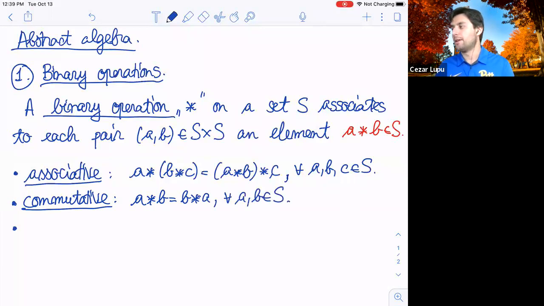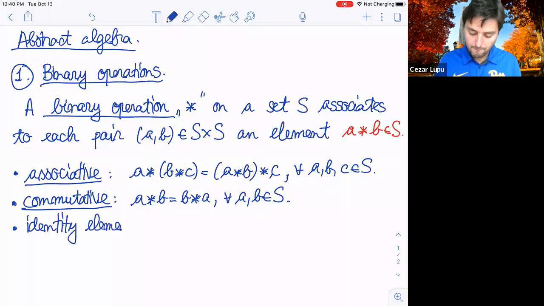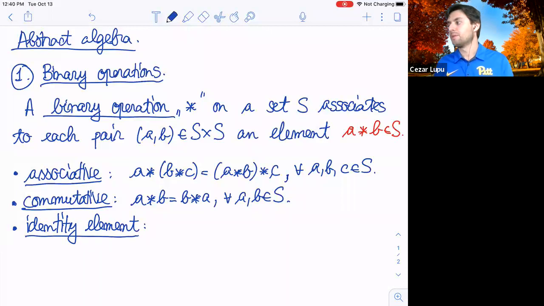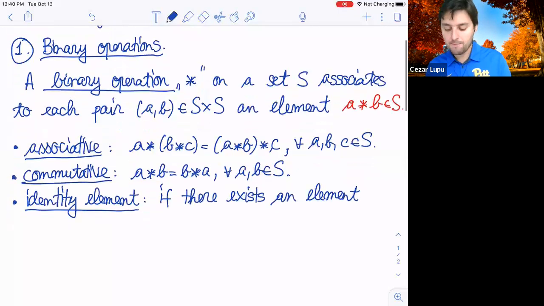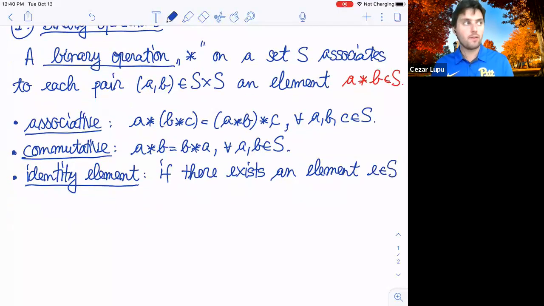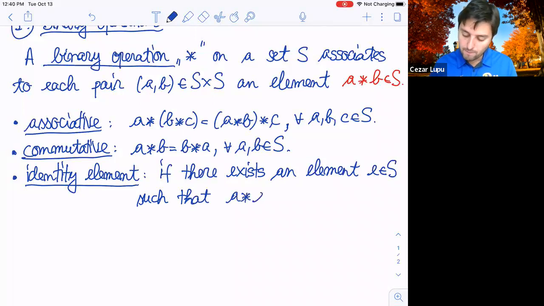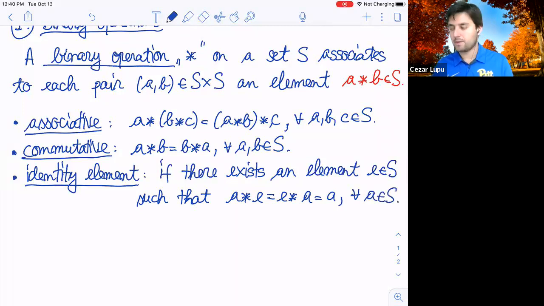Let's see, what else do we have? The identity element, which says that if there exists an element, let's call it E, usually we denote the identity by E, in S such that A star E is the same as E star A and is equal to A for all A in S. This is what we call the identity element. Moreover, if the identity exists, it is unique.